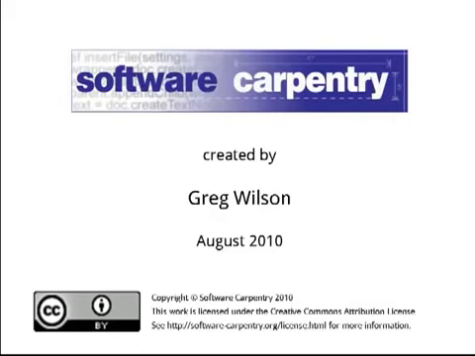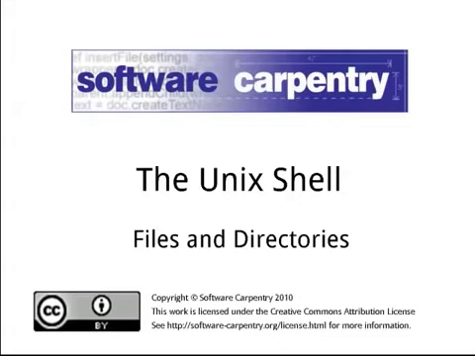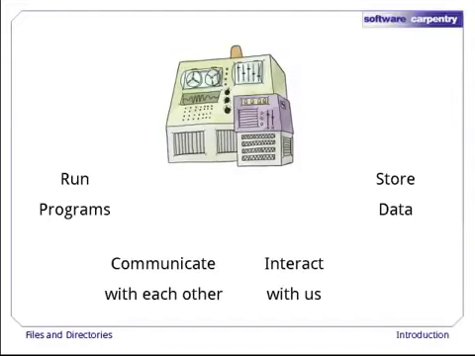Hello, and welcome to the second episode of the Software Carpentry lecture on the Unix Shell. In this episode, we'll have a look at how files and directories are organized and how to navigate around them. As we said in the last episode, a computer has four main jobs: run programs, store data, communicate with other computers, and interact with us.